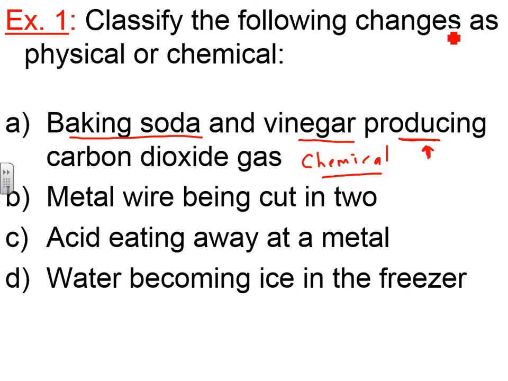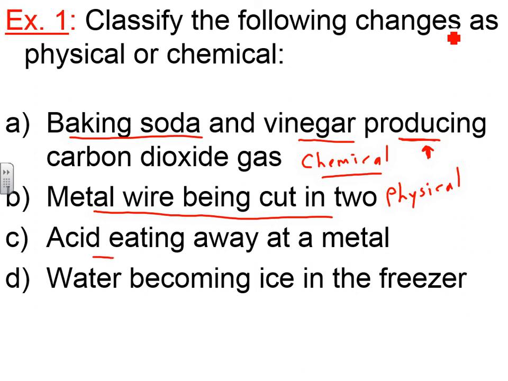B says we're going to cut metal into two, which means the metal is still the same substance, you're not changing it, so this would be a physical change. And you can melt the metal back together easily. C says acid eating away at a metal.